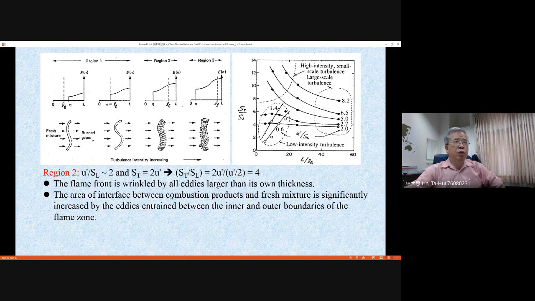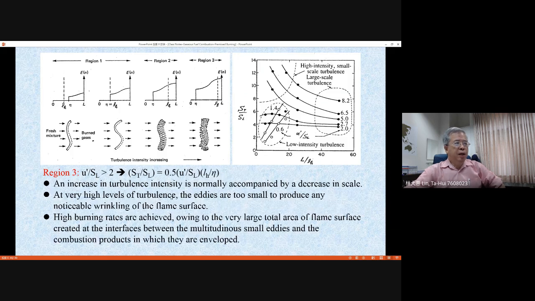Okay, now we go to the turbulent region 3. In region 3, as we mentioned, the velocity fluctuation is larger than 2, and now your flame speed is inversely proportional to the length scale, okay.